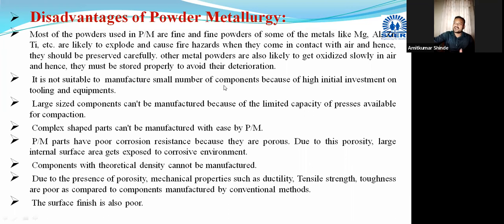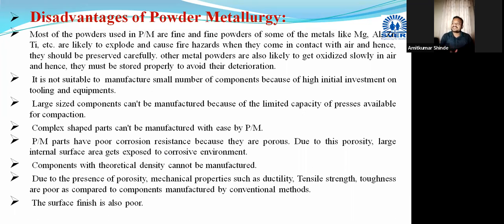If a small quantity of components is manufactured, then the initial investment in tooling and equipment becomes very uneconomical. Large sized components cannot be manufactured with the help of this powder metallurgy technique. Complex shaped components or parts also cannot be manufactured with this technique. Then whichever powder metallurgy components are manufactured will give you very poor corrosion resistance.